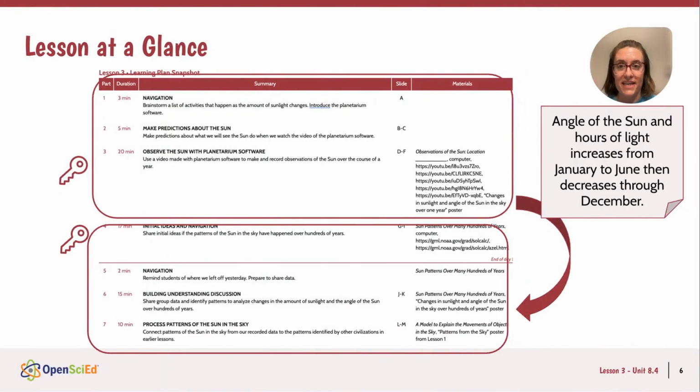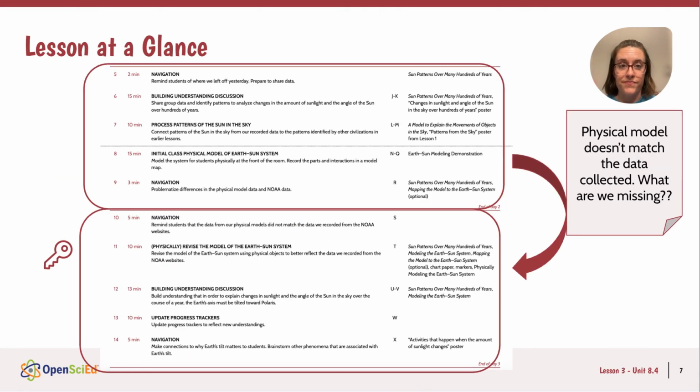When we break down this lesson into 3 parts, you'll see that in the first chunk of day 1, students figure out that the angle of the sun and the hours of sunlight increase from January to June and then decrease from June to December. And then we wonder, has that always been the case? And students look at data over thousands of years and find out that yes, this pattern still holds true.